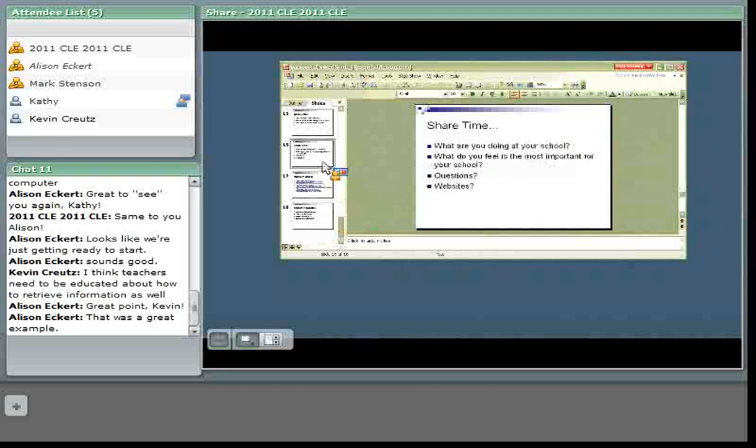But I'd like to find out what you're doing at your school and what you feel maybe is most important for your school, and answer any questions. If you have any websites that you'd like to share that are really beneficial, I'm going to go ahead and put a whiteboard up. And if you'd like to type in some information or questions that you have, I don't know if anybody would like to share verbally on a microphone. Maybe just type a note there and we can try to get that up for you.